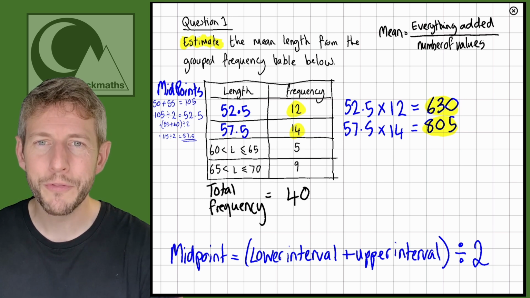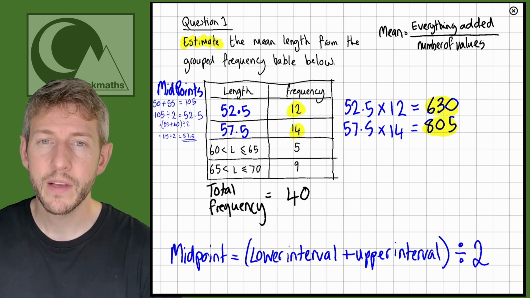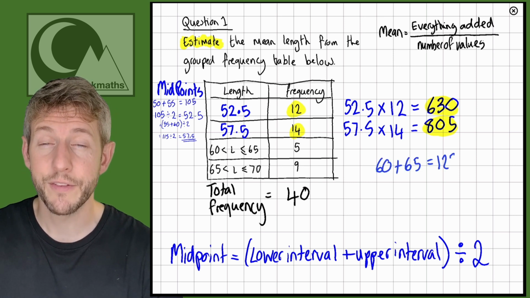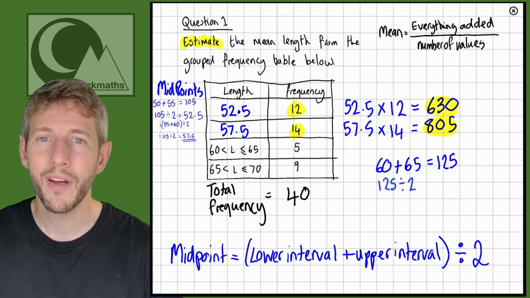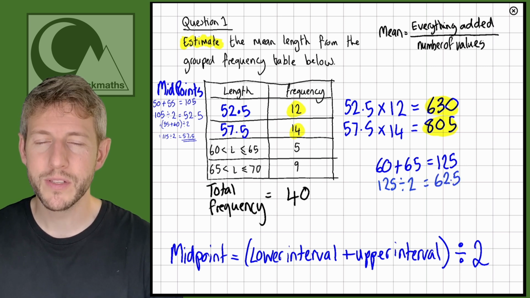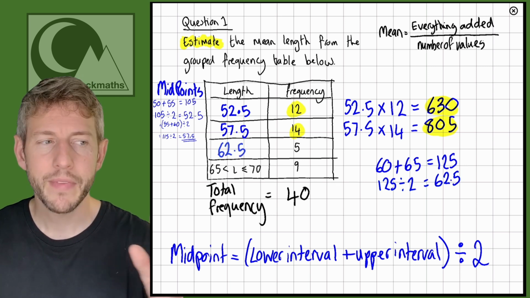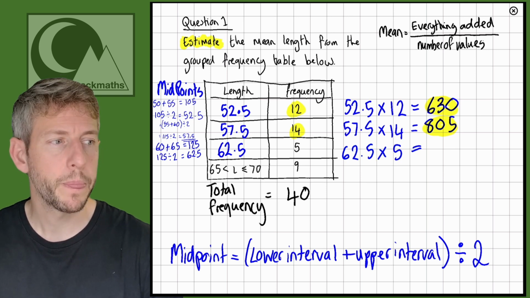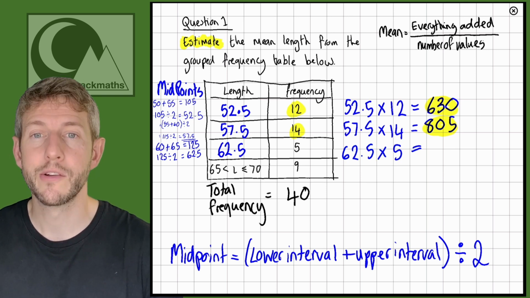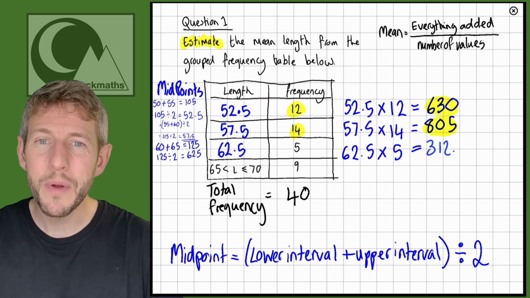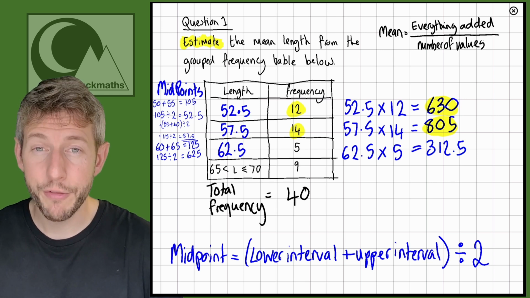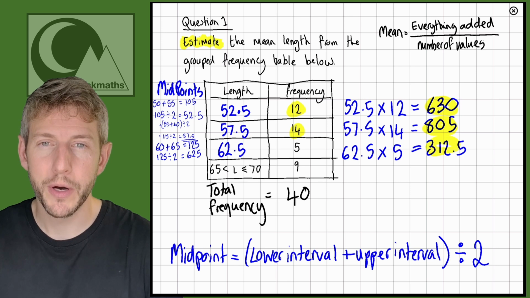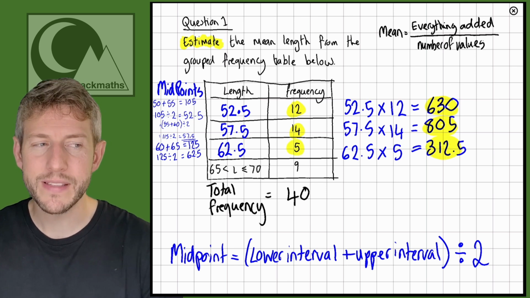The next row, we've got 60 to 65. I'm going to do the same thing again to find my midpoint. 60 add 65 equals 125. 125 divided by 2 is 62.5. So 62.5 times 5, because we've got 5 of them, is going to give me 312.5. So now we've got 630, 805, and 312.5. Now lastly, we've got this last row.